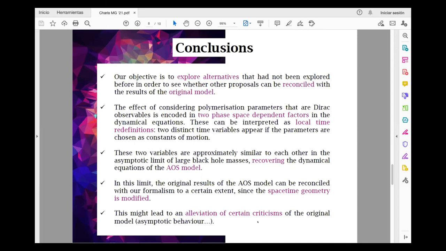And I say this because the dynamical equations are identical, but they are written in a different time variable. So the space-time geometry is modified with respect to the original proposal. Now, the interesting point is that this might open a door to an alleviation of certain criticisms of the original model, such as its asymptotic behavior and the falloff of the space-time curvature in this asymptotic region.